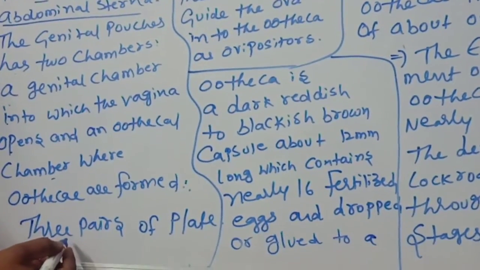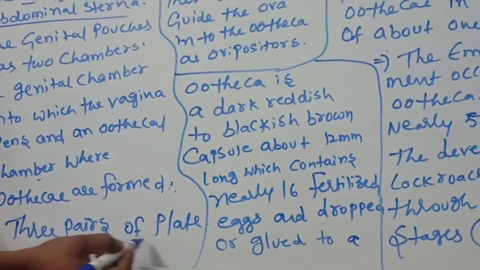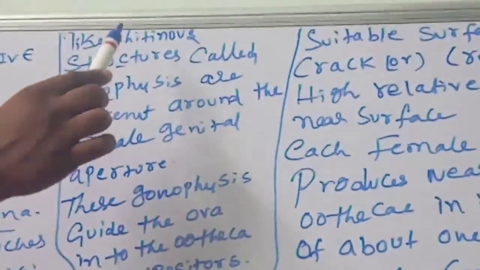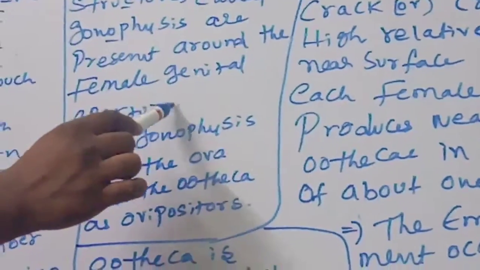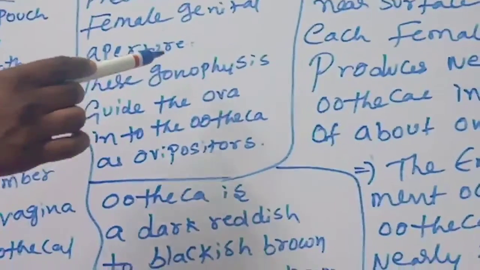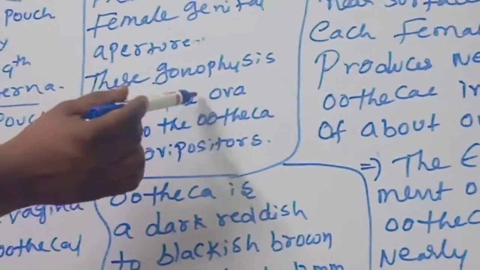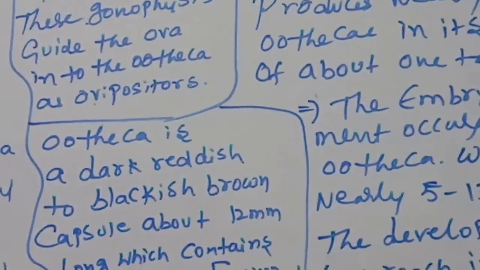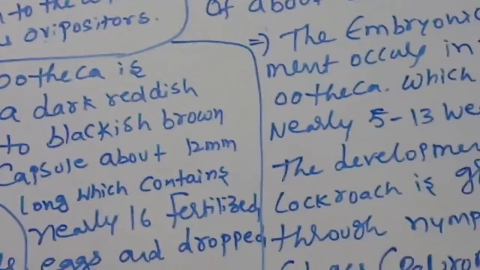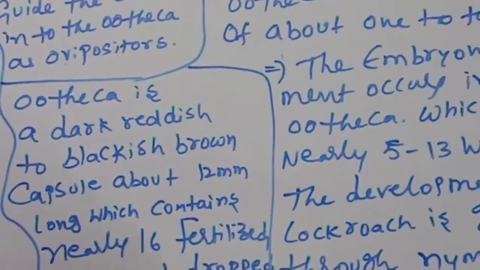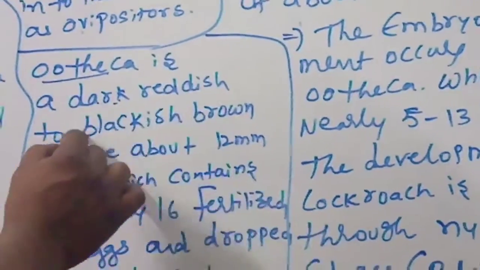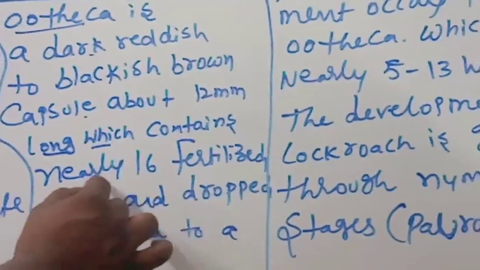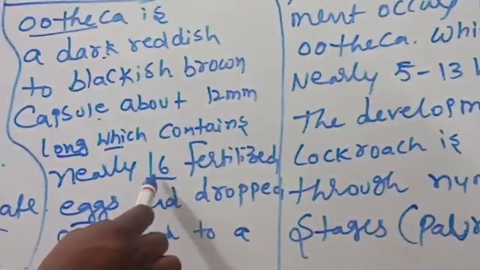Next, three pairs of plate-like chitinous structures called gonophyses are present around the female genital aperture. These gonophyses guide the ova into the ootheca as ovipositors. What about ootheca? Ootheca is a dark reddish to blackish brown capsule about 12 millimeters long, which contains nearly 16 fertilized eggs. In ootheca, how many eggs are there?